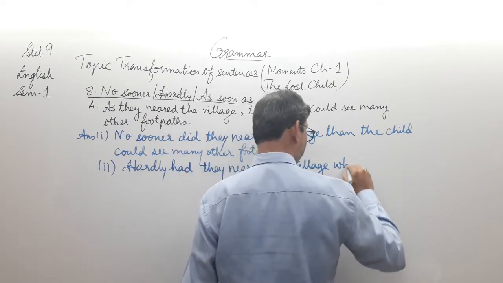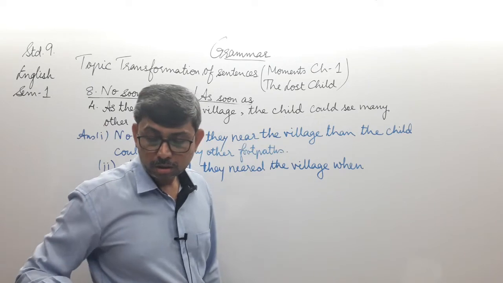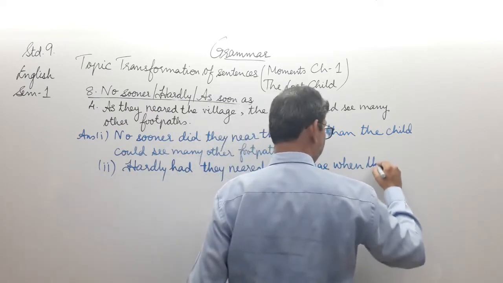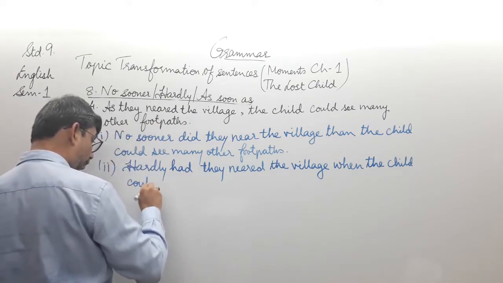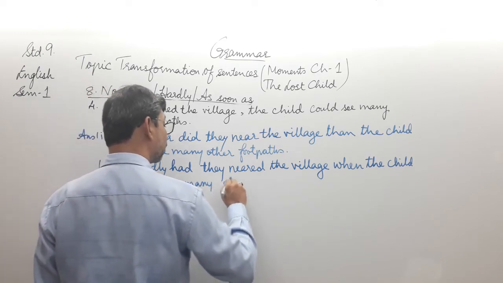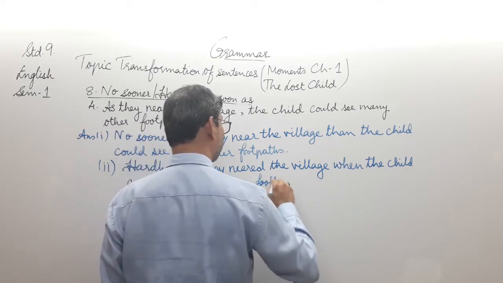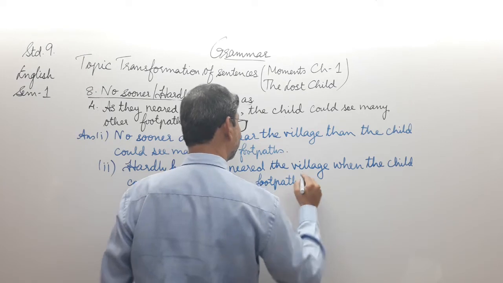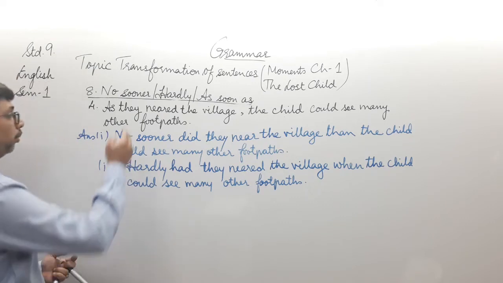Then we will be inserting the word when over here instead of than over here. We inserted no sooner than, hardly when. When the child could see many other footpaths. So in this way we have completed the second transformation with the help of hardly and when.